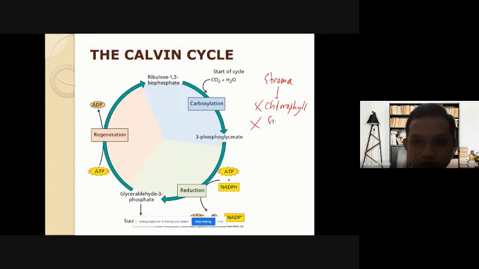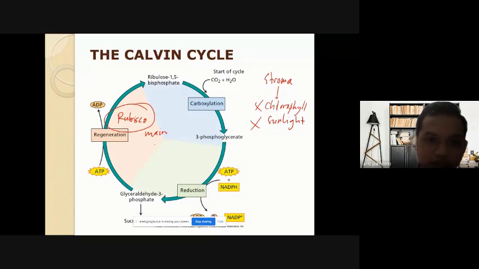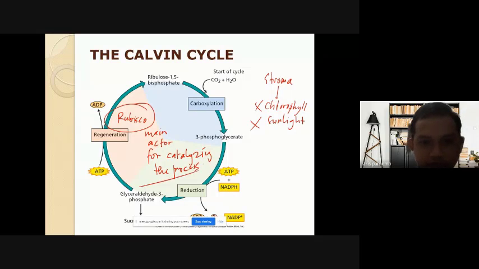And also sunlight. The main actor for catalyzing the Calvin cycle is the enzyme called Rubisco. This is the main actor for catalyzing the process. The main actor for catalyzing the process is the enzyme Rubisco.